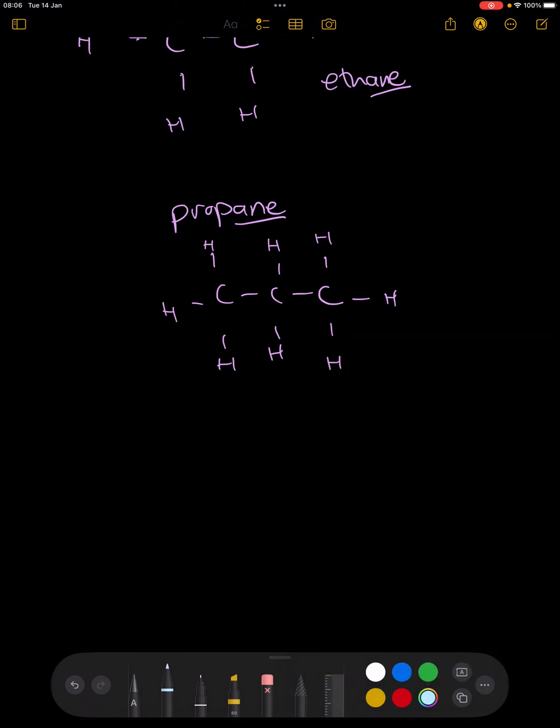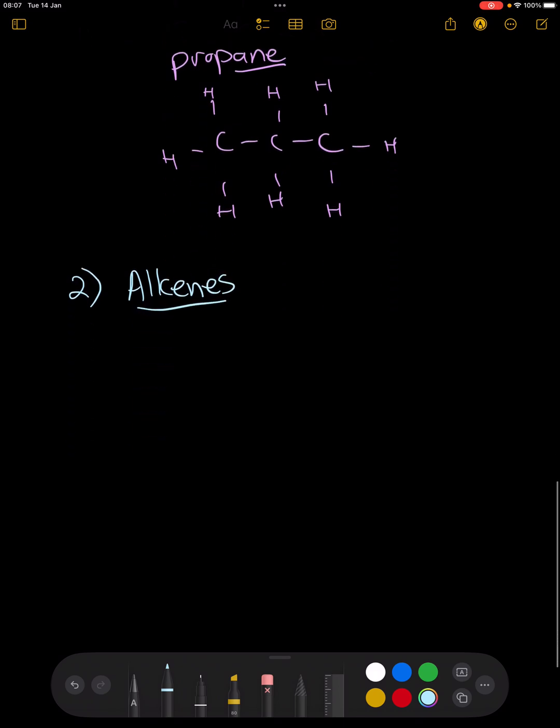Which brings me to the second homologous series, and that is going to be my alkenes. So my alkenes are very similar to my alkanes, except they are unsaturated.